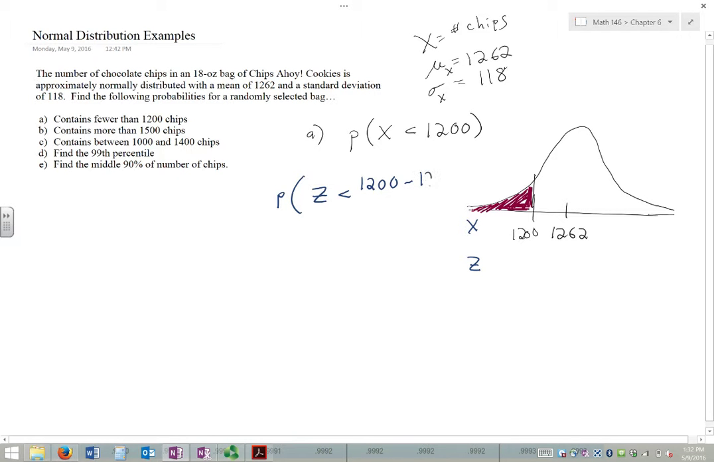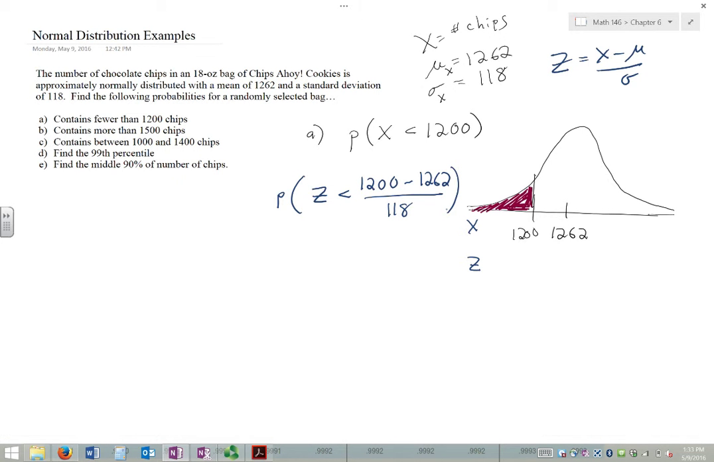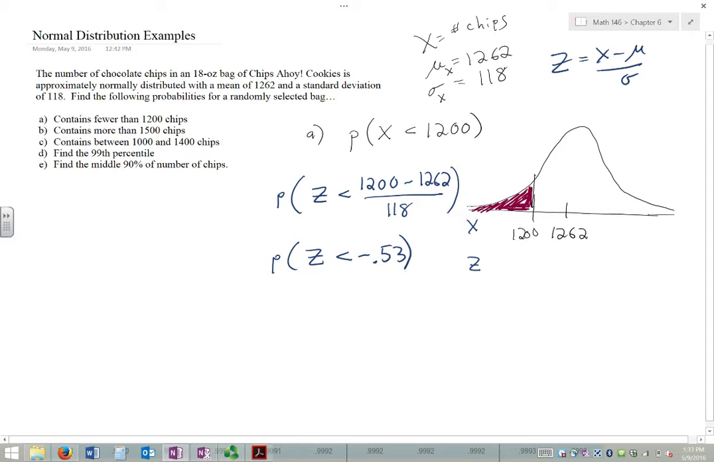So 1,200 minus 1,262, again, the formula for z-score, divided by 118. From that, it's negative 62 over 118, and we get about negative 0.53. We're only going to round this to 2 decimal places because the table that we're going to look up these values in only goes to 2 decimal places on the z-score. So there's really no point in any more than that.